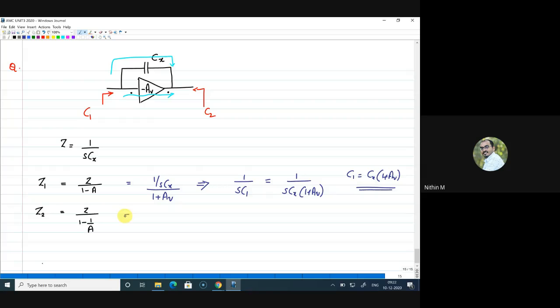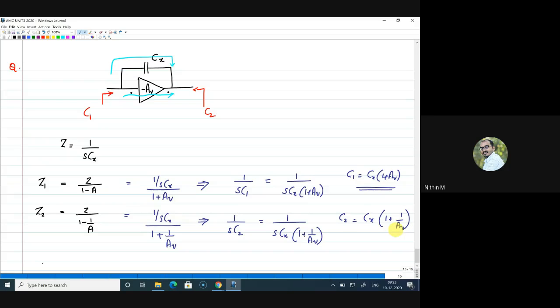Okay, I'll try that here. C2 is again 1 by S Cx into, yes Laksh, Cx into 1 plus 1 by AV. Yes, that is right. It is 1 plus 1 by AV. Again, if I write this as 1 by SC2 is equal to 1 by SCx into 1 plus 1 by AV, I can write C2 as Cx into 1 plus 1 by AV.